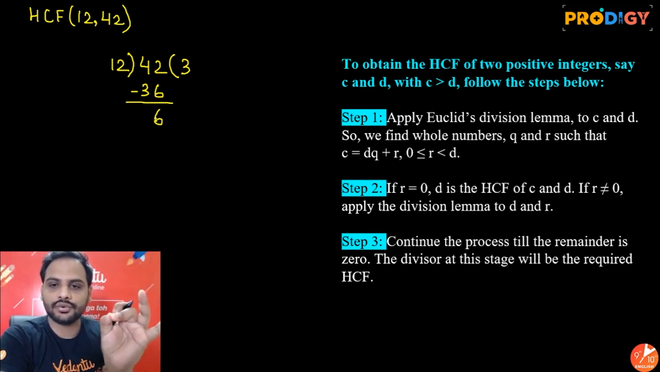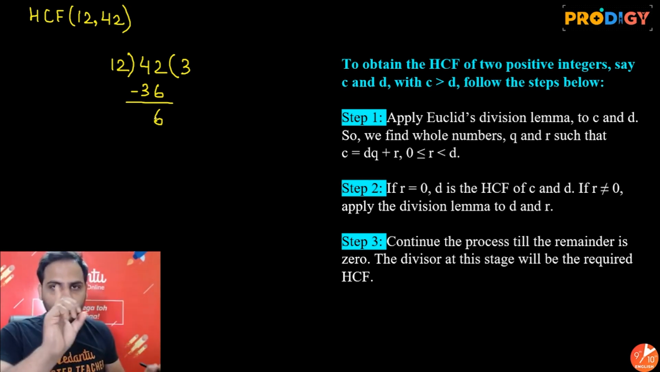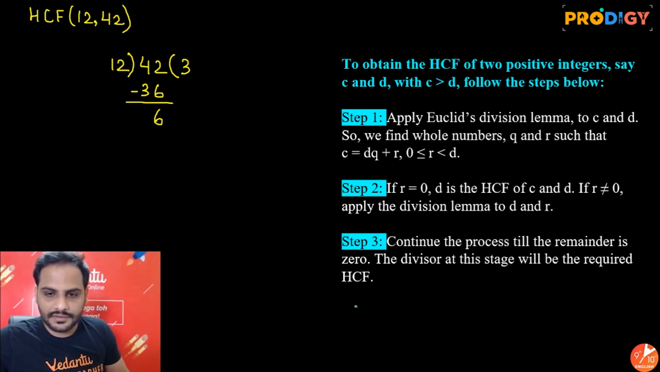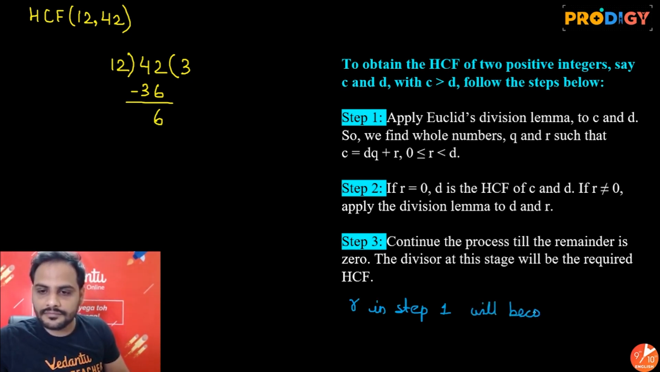Now let us continue the division again. How to continue? Remember, beta, understand this thing: the remainder in step 1 will become the divisor in step 2. So this 6, which is the remainder in step 1, will now become the divisor in step 2.